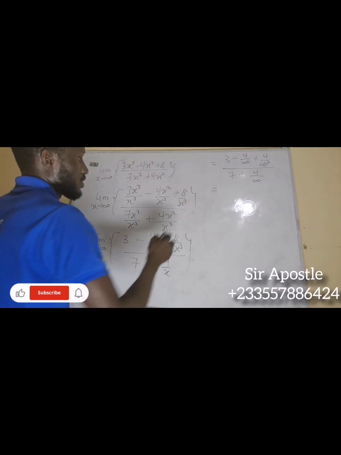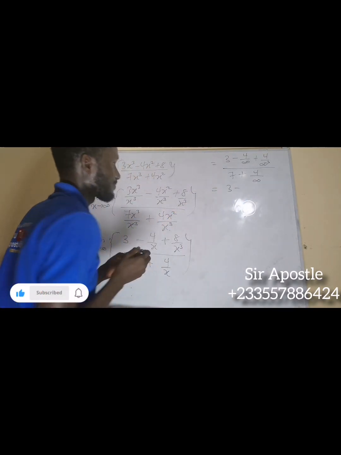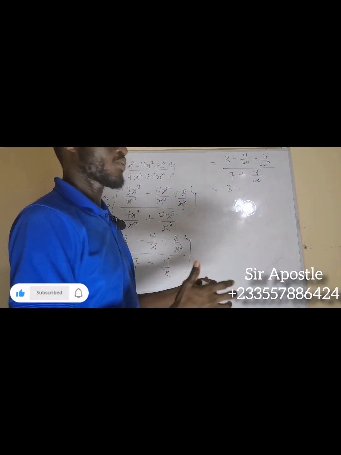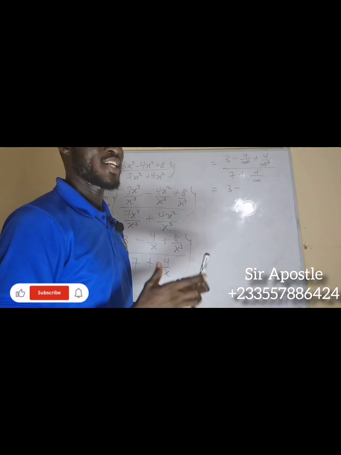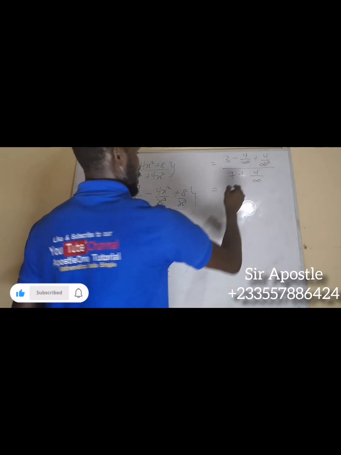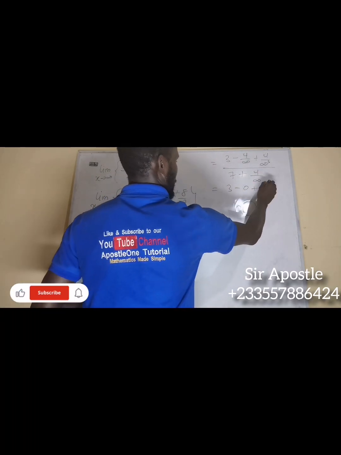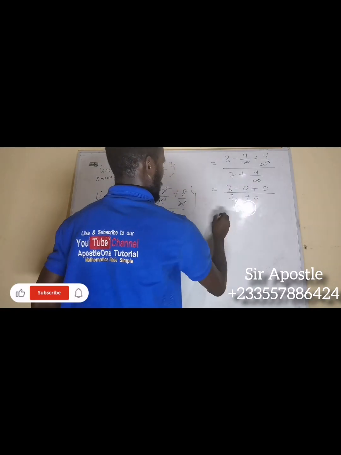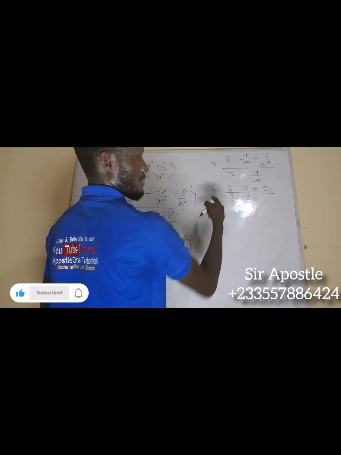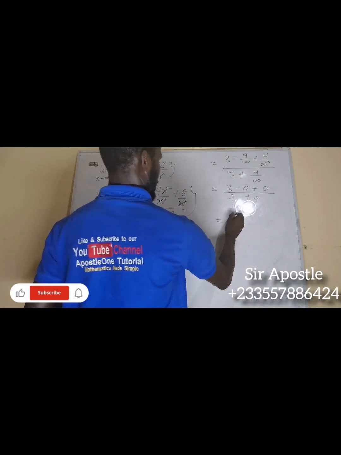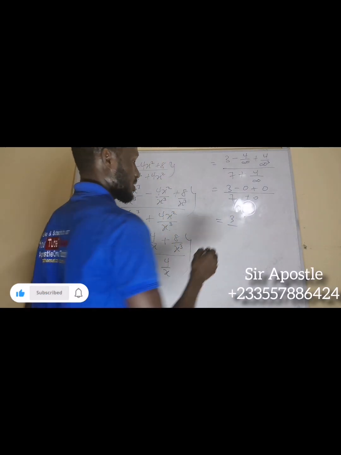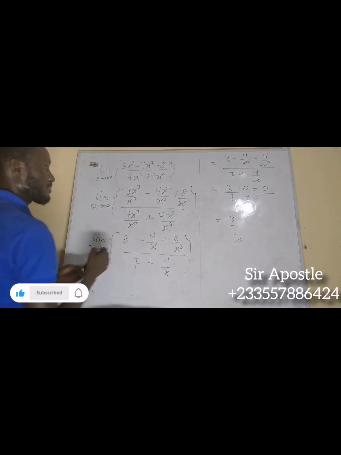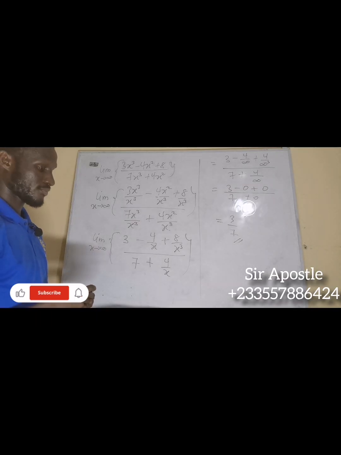So what does it mean? You're going to get 3 minus 4 over infinity, which will give us 0. When dividing 4 by a huge number, the number will approach 0. So 0 plus the same thing, 0, divided by 7 plus what? 0. So what will be the final answer? 3 minus 0 plus 0 will give us 3. 7 plus 0 will give us 7. So this is the simple answer to this particular question.